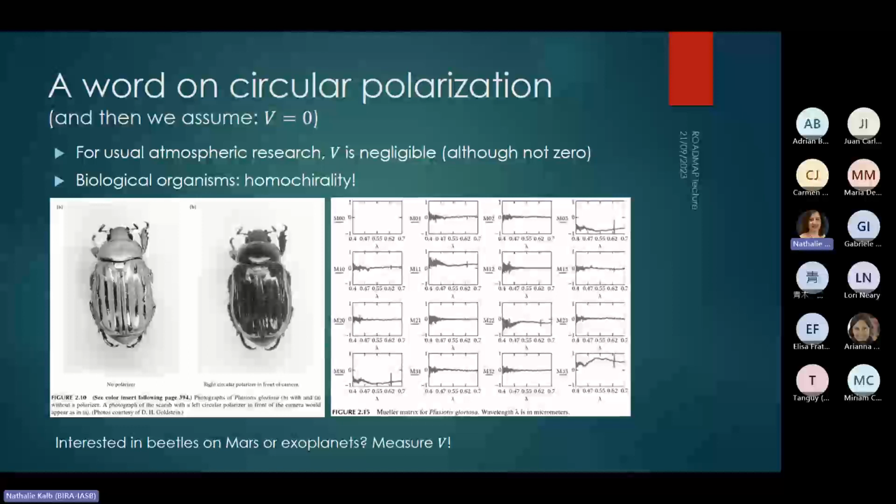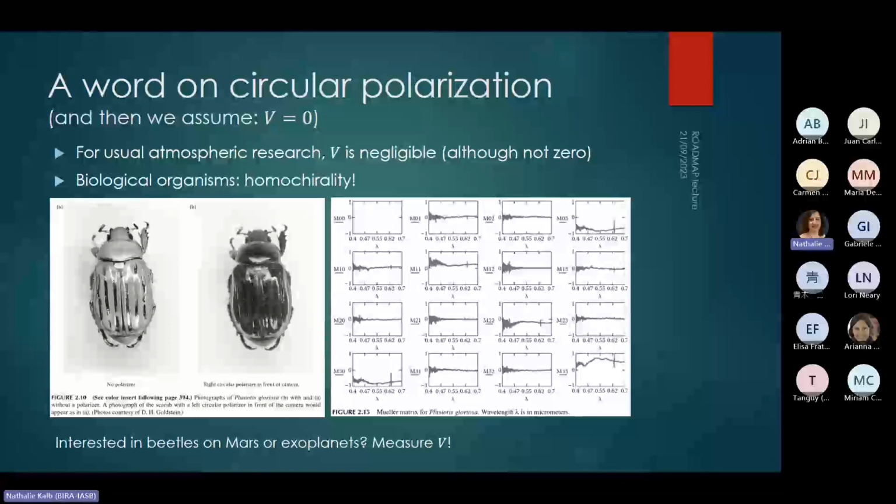What about circular polarization? Well, we're going to forget it for usual atmospheric applications. For investigation of life, it's completely different. Here is a nice scarab beetle. This is a picture with just regular natural light. This is a picture with a left circular polarizer. It completely blacks out, almost. All the information is gone. What does it tell you? It means that the beetle reflects almost entirely in right-hand circular polarization. Okay.